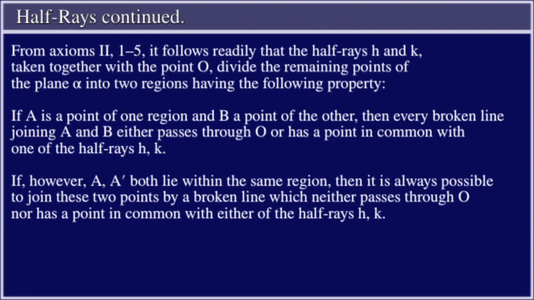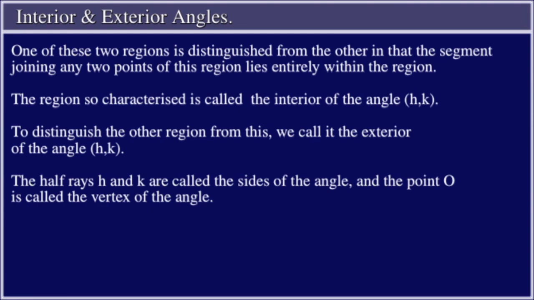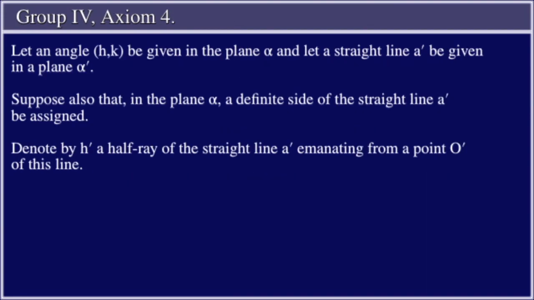One of these 2 regions is distinguished from the other in that the segment joining any 2 points of this region lies entirely within the region. The region so characterized is called the interior of the angle (h, k). To distinguish the other region from this, we call it the exterior of the angle (h, k). The half-rays h and k are called the sides of the angle, and the point O is called the vertex of the angle.